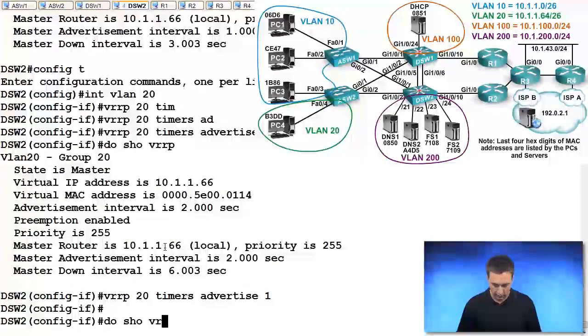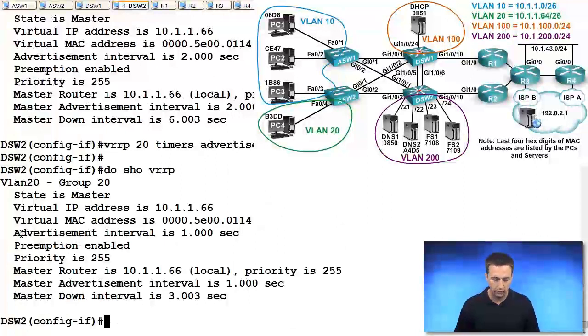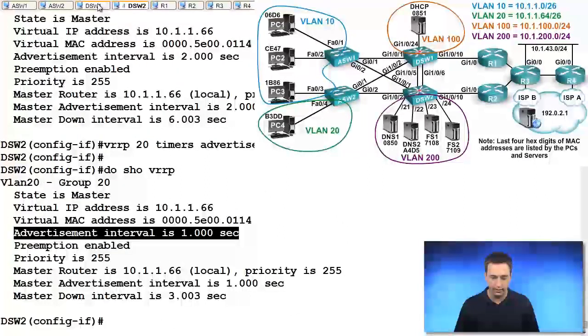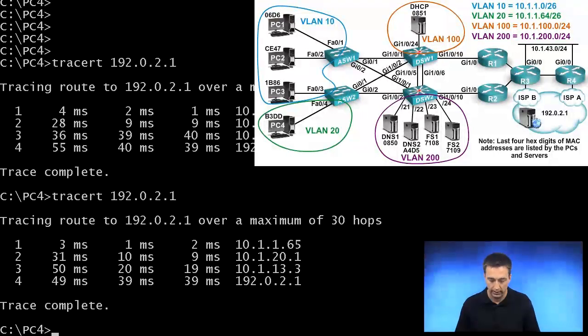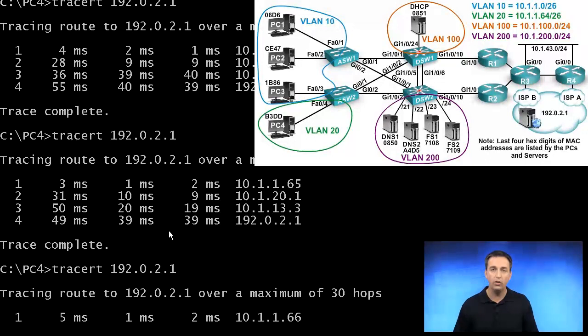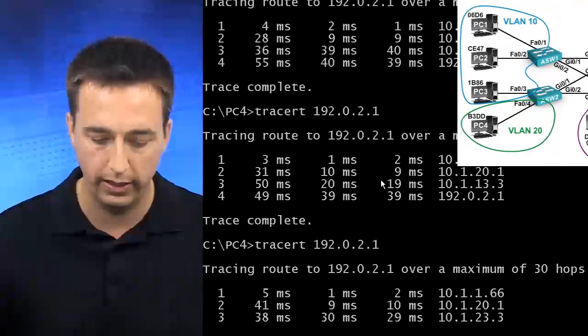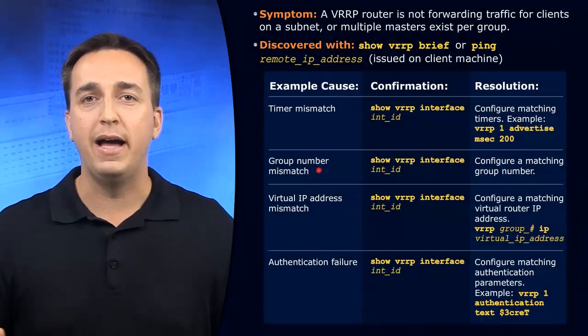Do show VRRP. So I changed the timers back to 1. We go back to DSW1, you can see it's already demoted itself back to the backup. And if we go back to our PC and we issue the trace again, we'll see that we're going through DSW2 again.